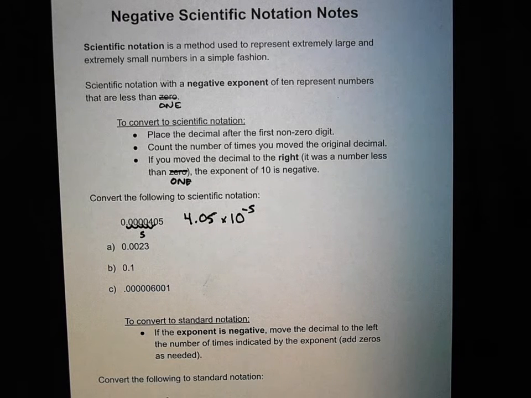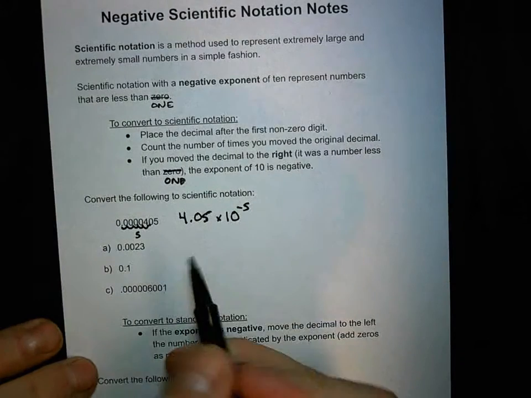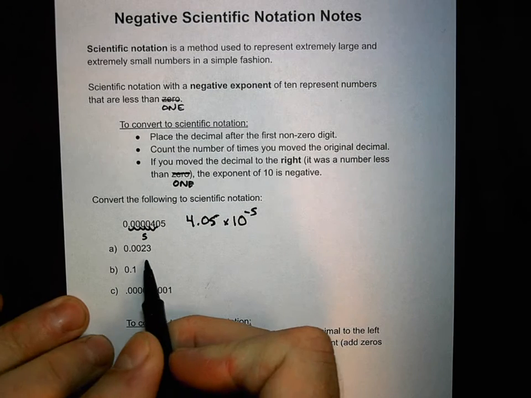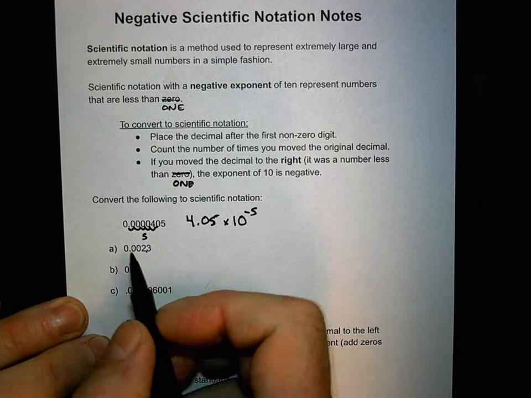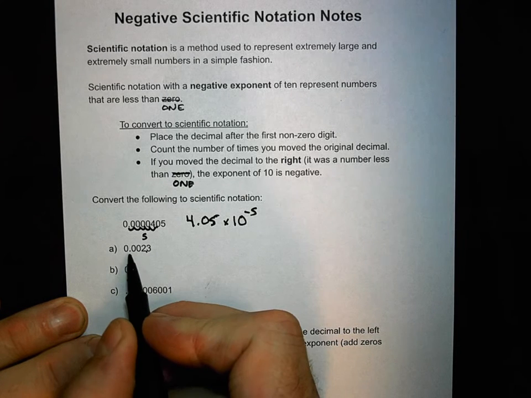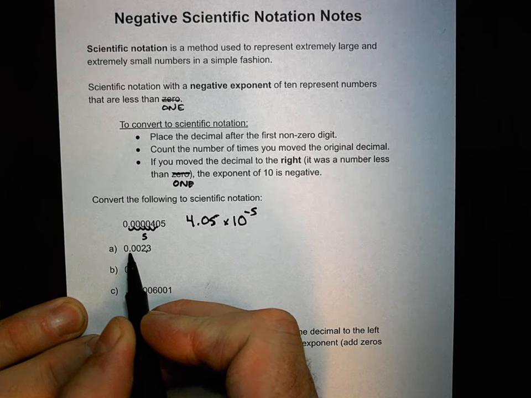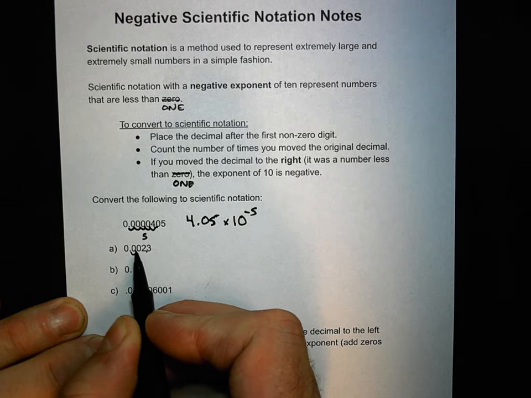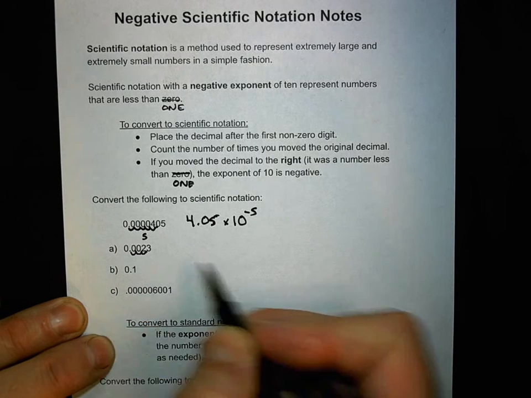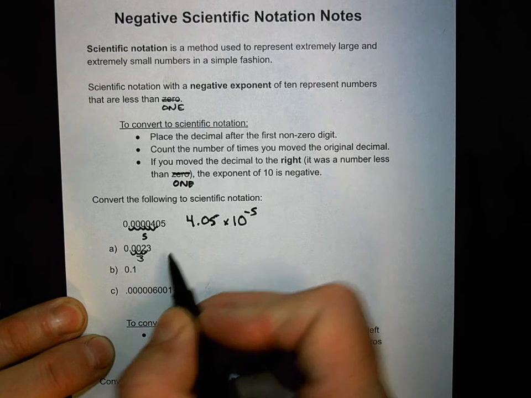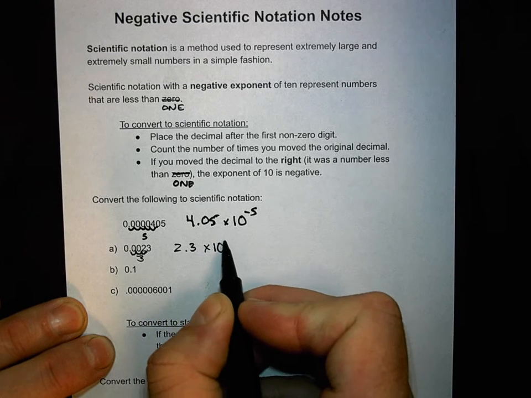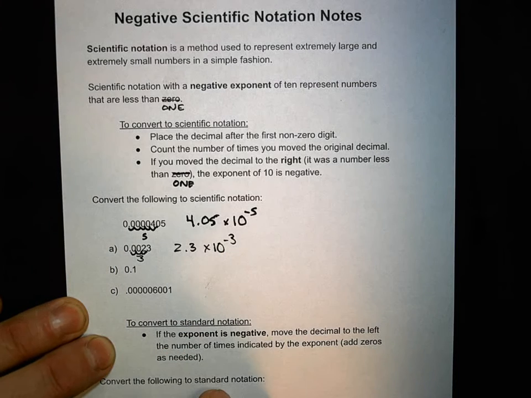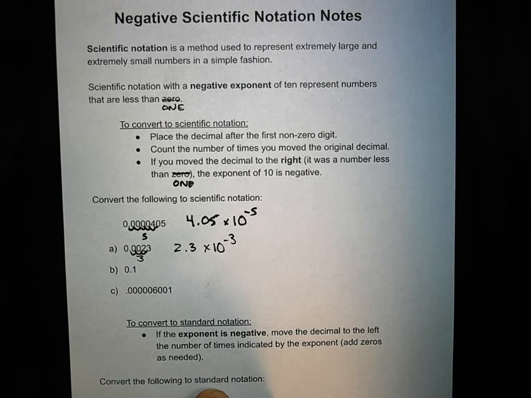You want to talk me through this first one, John? So, John, tell me how to do this first one. You move your decimal behind the 2, and then you count from your previous decimal to your new decimal, and that would be 3. Okay. So it'd be 2.3 times 10 to the negative power of 3, right? Very good. Yes. Next one.